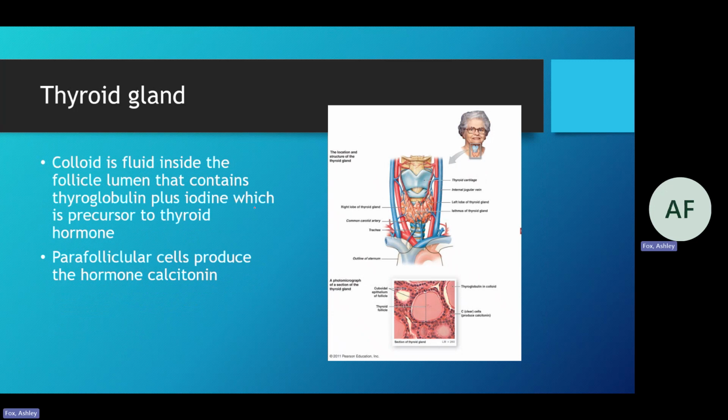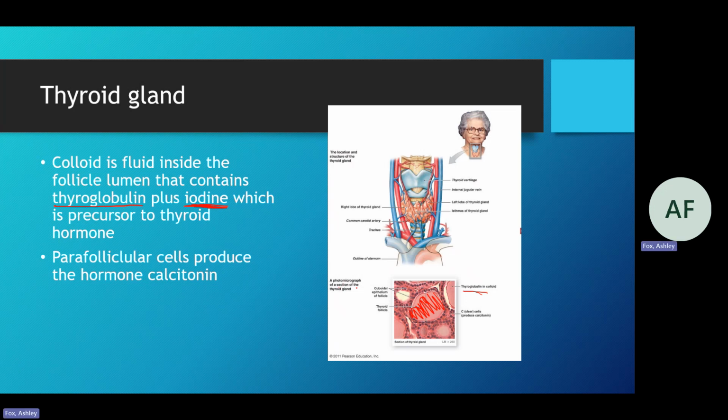We also have colloid, which is going to be thyroglobulin plus iodine. So thyroglobulin plus iodine is the precursor or the ingredients to make thyroid hormone. So colloid is going to be thyroglobulin and iodine together, and that's what's filling up the thyroid follicle. So that's what's inside here. And again, without iodine, we can't make thyroid hormone. So you absolutely need iodine to make thyroid hormone, and you need thyroglobulin.